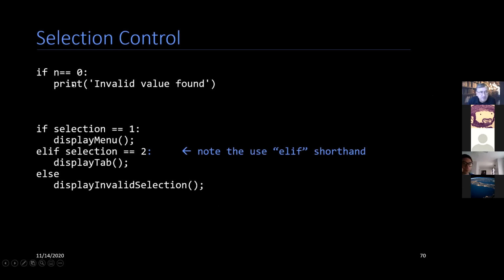So we do everything with if or if else. We don't have switch. And there's a little shorthand in Python where the else if is combined into one keyword. Again, we don't need parentheses around conditions. So if selection is 1, we do this. Else if selection is 2, we do that. Else we do that.